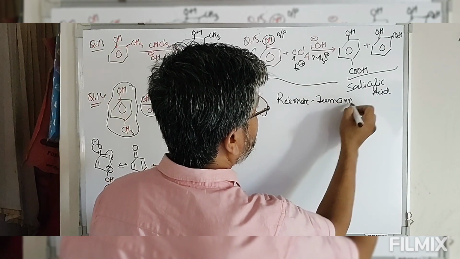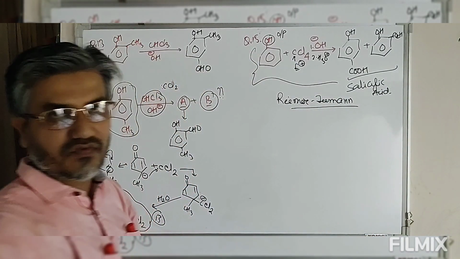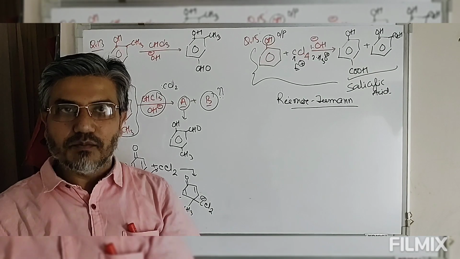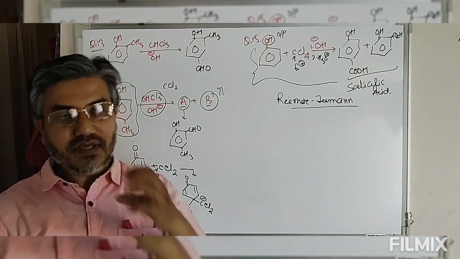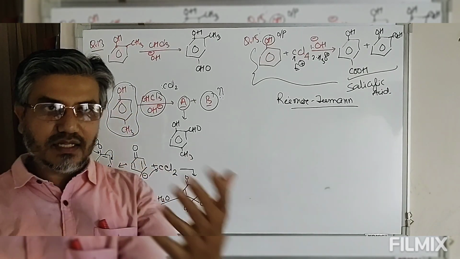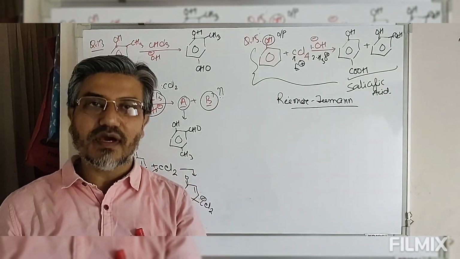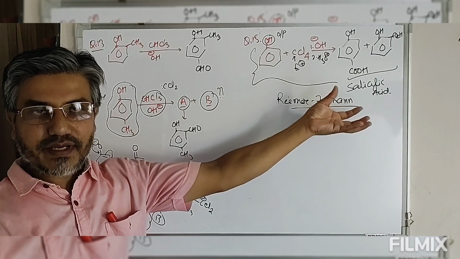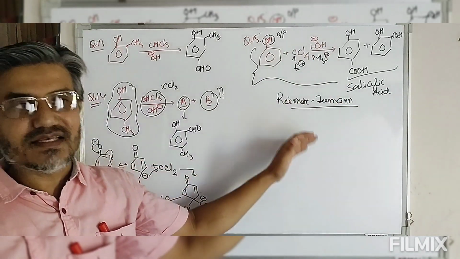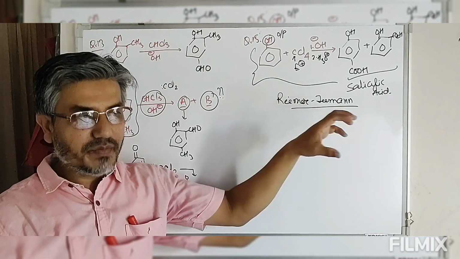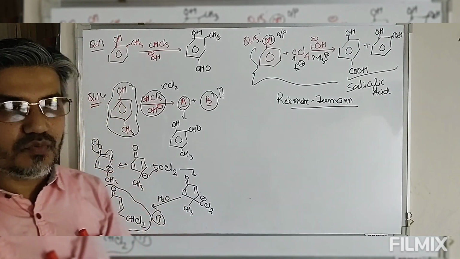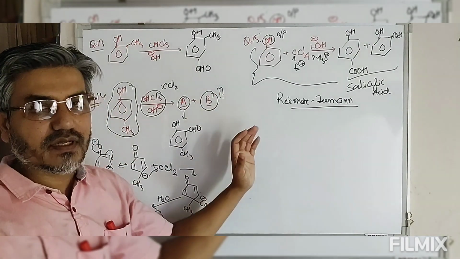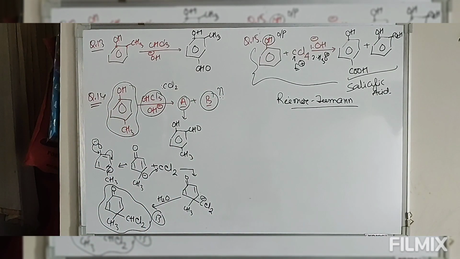So in Reimer-Tiemann reaction, either we can use chloroform or we can use carbon tetrachloride, but the product will be different. If chloroform is used, then an aldehyde group will be introduced, that is known as formylation. But if we use carbon tetrachloride in presence of alkali, then an acidic functional group will be introduced at ortho and para positions under this Reimer-Tiemann reaction.